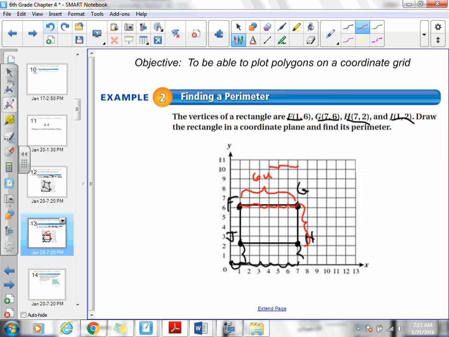Side GH is 1, 2, 3, 4 units. We know that since this is a rectangle, the base will be the same as the top there, and we're also going to have 4 units over here.